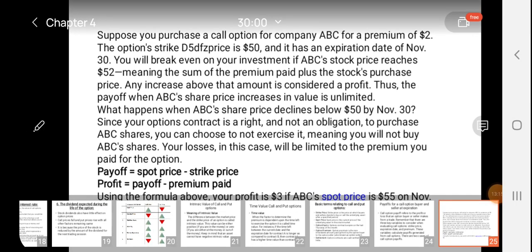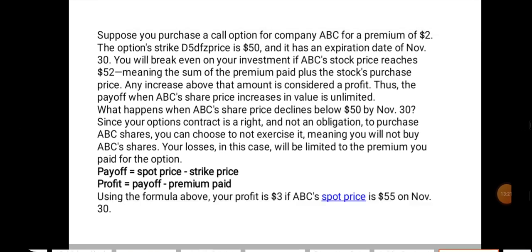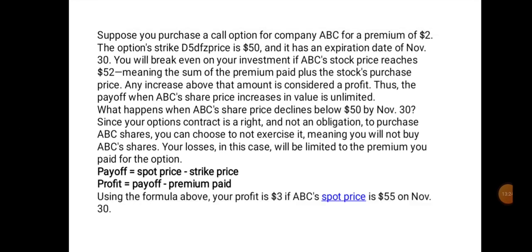Meaning the sum of the premium paid plus the stock's purchase price, any increase above that amount is considered a profit. Thus, the payoff when ABC's share price increases in value is unlimited. What happens when ABC's share price declines below 50 by November 30? Since your options contract is a right and not an obligation to purchase ABC shares, you can choose not to exercise it, meaning you will not buy ABC's shares. Your losses in this case will be limited to the premium you paid for the option.